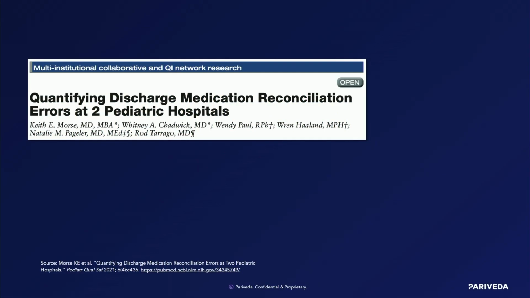So I have a question for you. Of all discharges going out of a hospital, how many do you think have at least one error in them? Any guesses? 80%? 99%? 100%? 20? All right, we're across the board. There's a lot of errors going on.